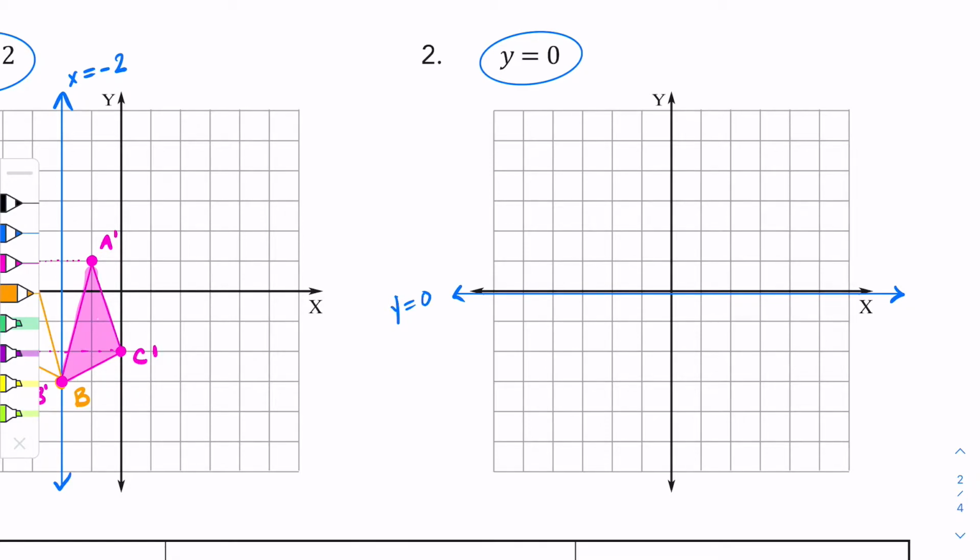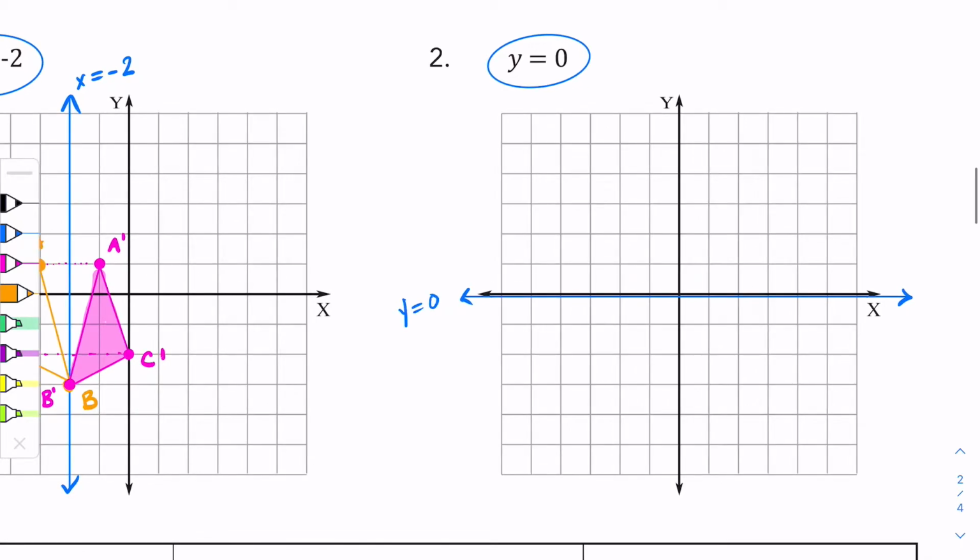Our triangle is located at A of -3, 1. B is at -2, -3. And C is at -4, -2. We connect these points, and we focus one point at a time to reflect this across the line of reflection.